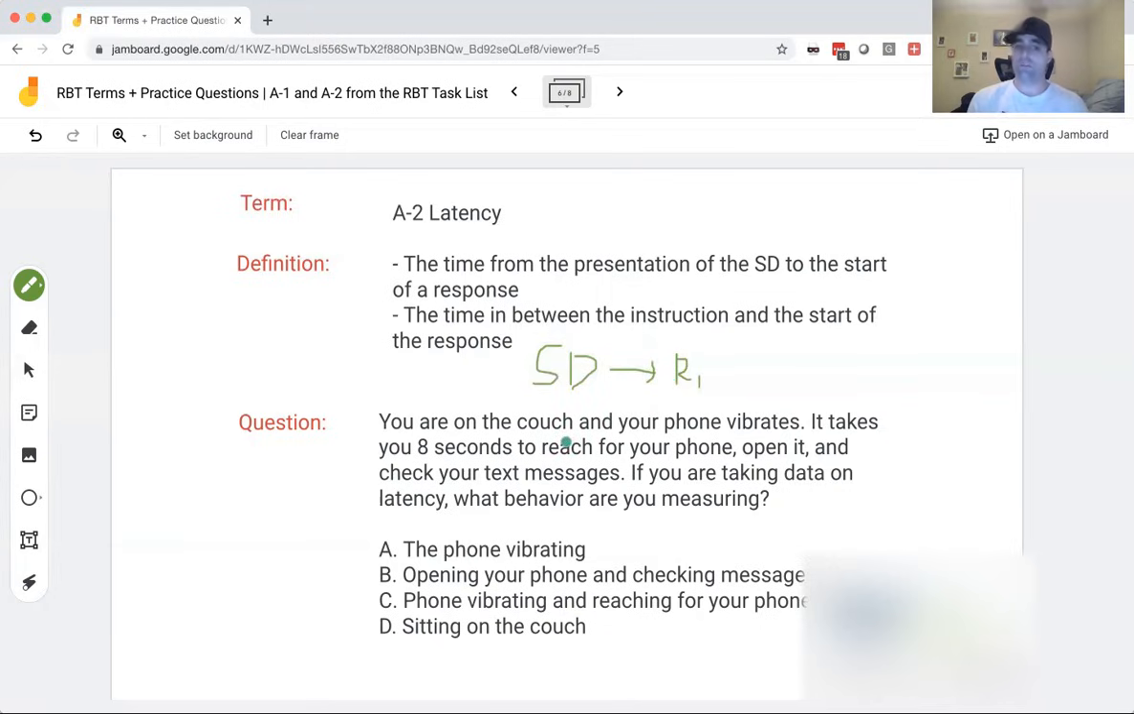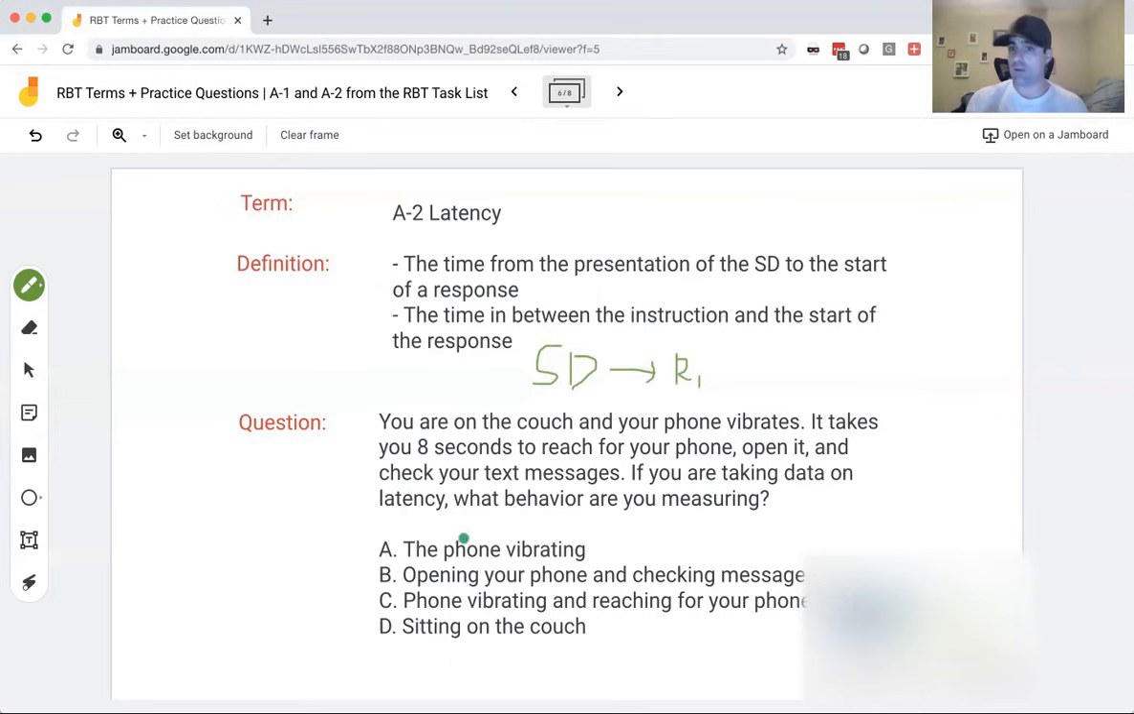Let's look at a question. You are on the couch, your phone vibrates. It takes you 8 seconds to reach for your phone, open it, and check your messages. If you're taking data on latency, what behavior are you measuring? Are you measuring the phone vibrating? Well, no. Remember, with latency and IRT, we're looking at the time in between two responses. That's the giveaway. You're looking at two responses here, or in latency's case, an SD and a response.